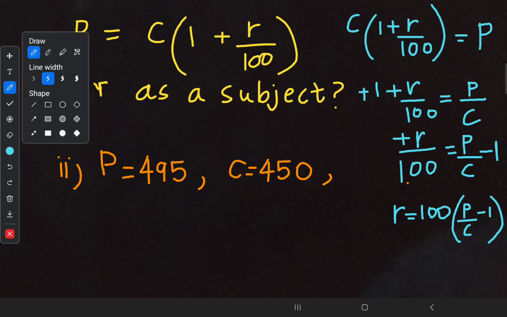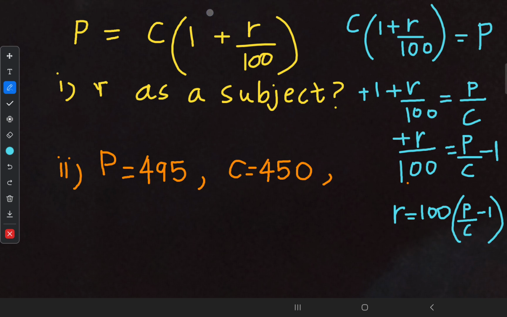I'll repeat once more what we did here. C into 1 plus R divided by 100 is equal to P. So we made the multiplication a division first. Then there is an addition. The positive 1 became a negative 1. Then the divisor 100 became a multiplier 100. That's all. So here we found R as the subject.